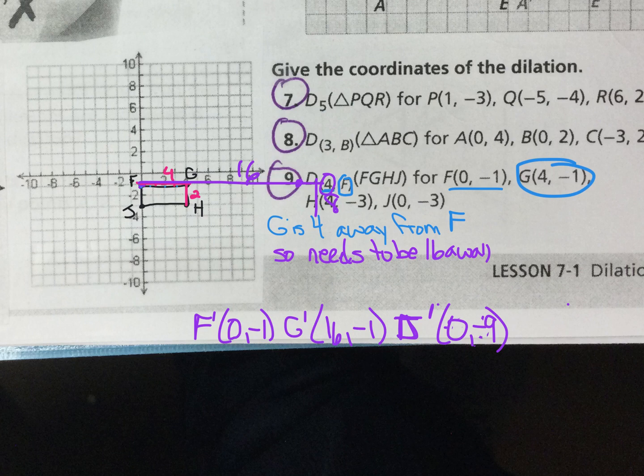All right, so H is 4 this way. So 4 times 4 makes it 16. So if I put H prime, I'm going to go out 16. And then if I go 8 down, eight down would put me at -9, because I'm at -1. And that's how you do those. I hope that helps.